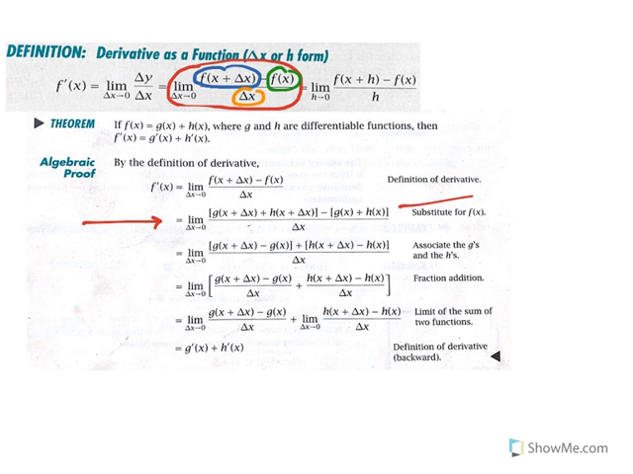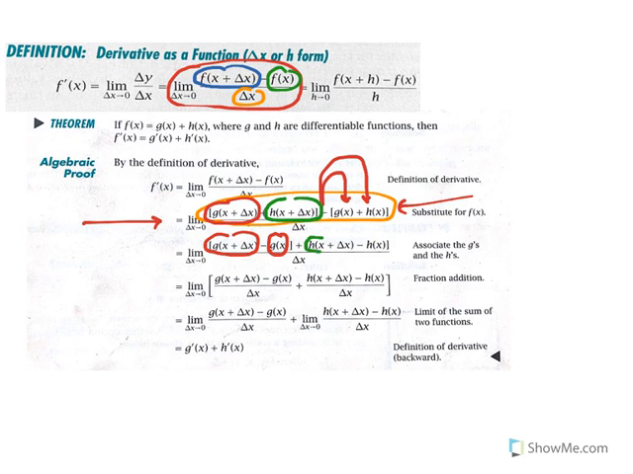So now we're going to go ahead and regroup the terms that we have in the numerator here. You can begin by distributing the minus sign. So you have minus g of x and minus h of x. And then you're going to write g of x plus delta x minus g of x plus h of x plus delta x minus h of x. And you have that plus sign. All of that divided by delta x.